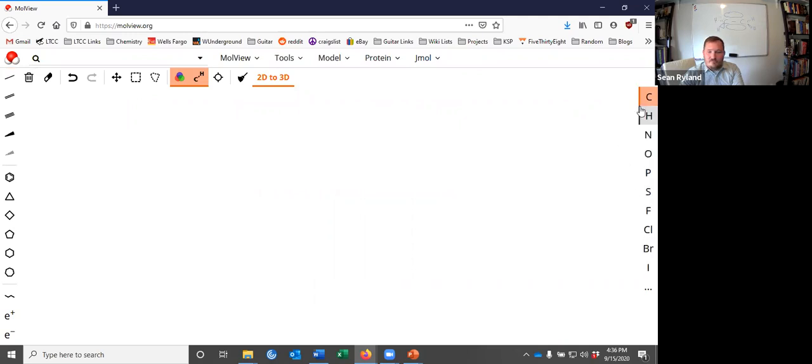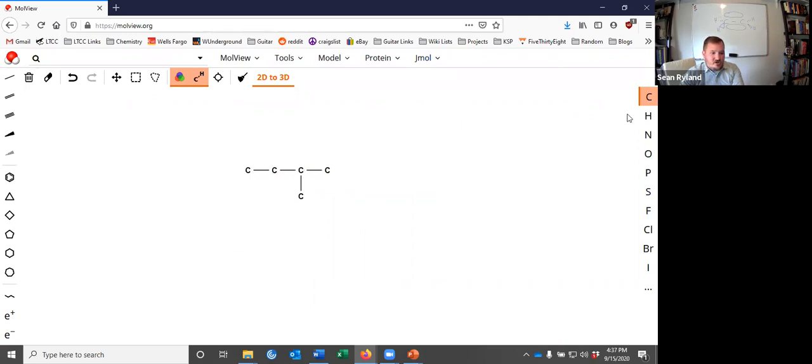Those are all the element symbols. So pick carbon, add a carbon. Click on it, click and drag, add another carbon. Click and drag again and again. There's our four carbons in a row. And if I wanted to add one off the middle, I could do that.